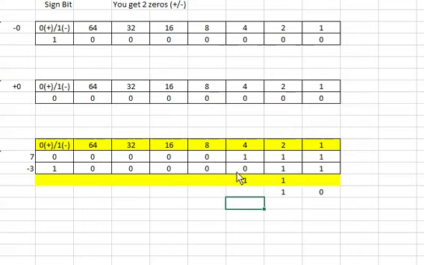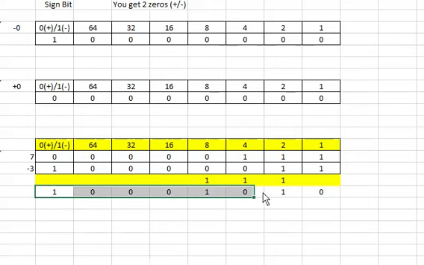Brilliant. Everything's looking okay so far. 1 plus 1 is 2, so that's 0, 1. And then 0 plus 0 plus 1 is 1. And then from then on, we get a few zeros. 0 plus 0 is 0, and then 0 plus 1 is 1. So that seems, at first glance, okay. But then let's look at the answer.